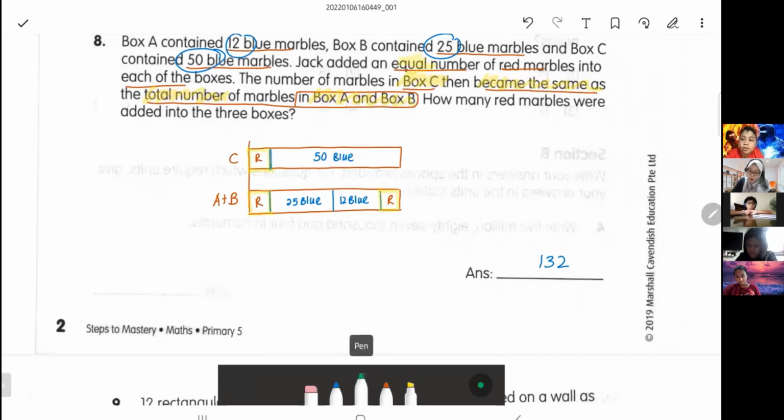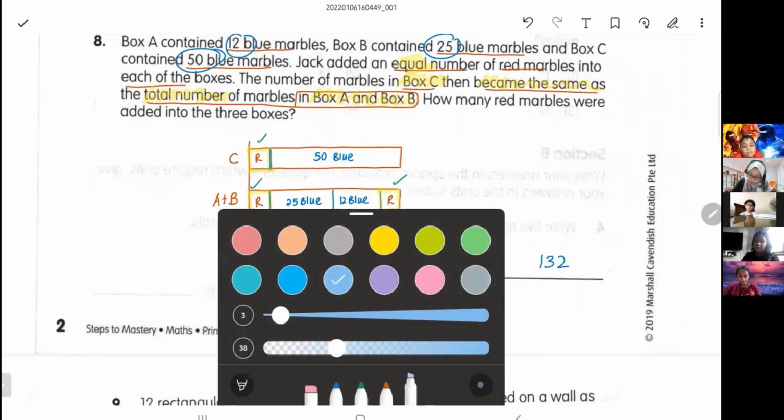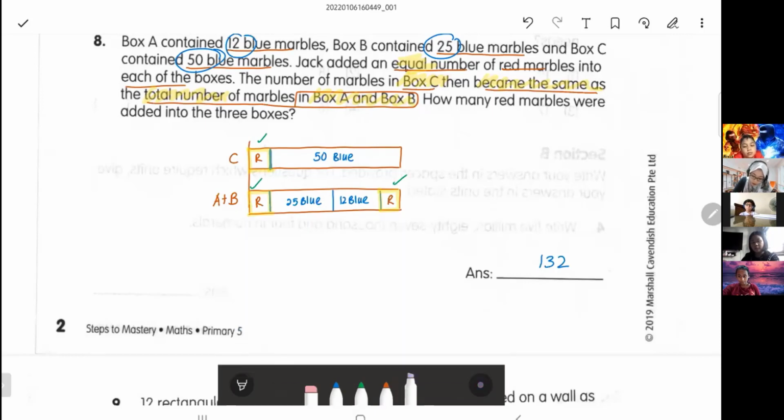So what I'm going to do here is, if you can see properly, I am going to take away all the excess, which means the reds are all the excess. This one, this one, this one are all my extra. Okay, I'm going to change color. So you see. So I'm going to cut all this. Okay. So 50 minus 25 minus 12 equals 13. Right. This is my red. This is my red.